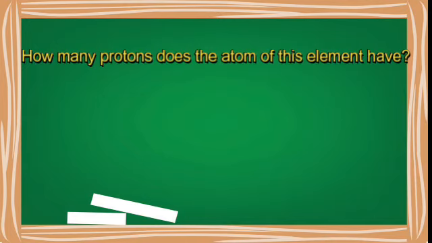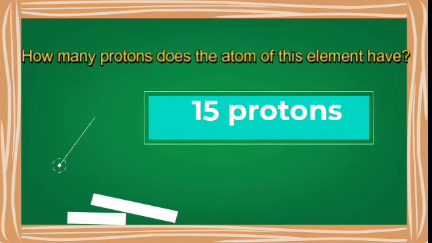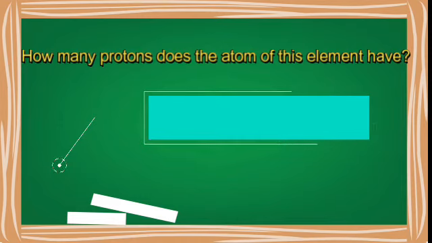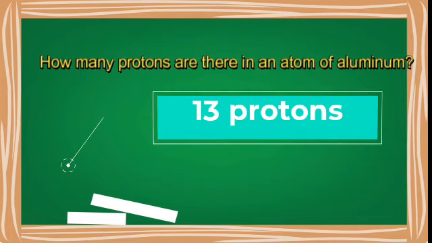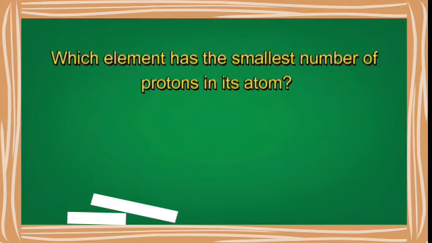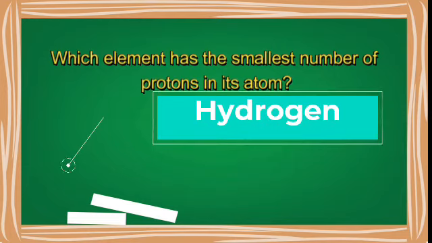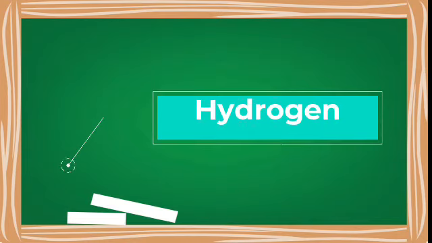How many protons does phosphorus have? Good job! It has 15 protons. How many protons are there in an atom of aluminum? Good! There are 13 protons. Which element has the smallest number of protons in its atom? Good! It is hydrogen. Good job for today, class.